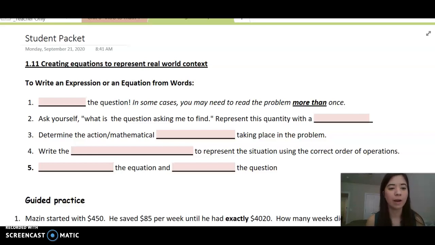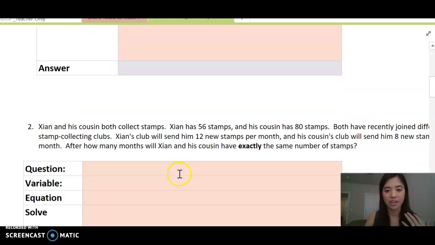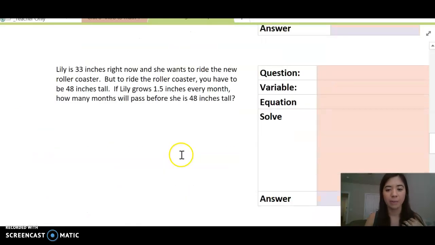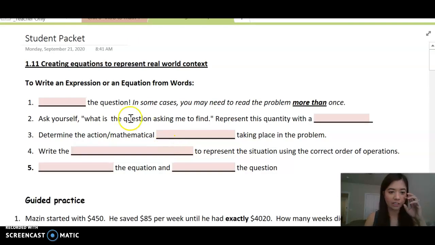This lesson is all about creating equations to represent real-world context. So we'll go through the steps of how to create them, and then we'll do two practice together, and then you'll be expected to complete your independent practice.